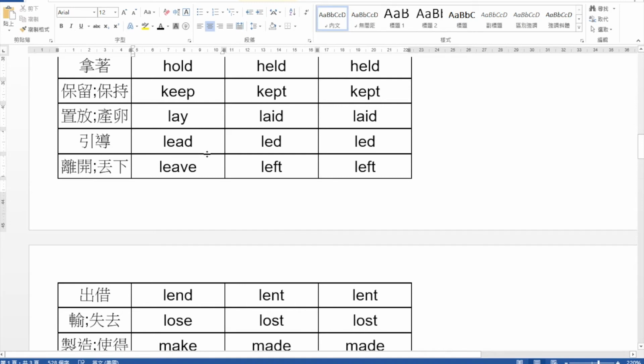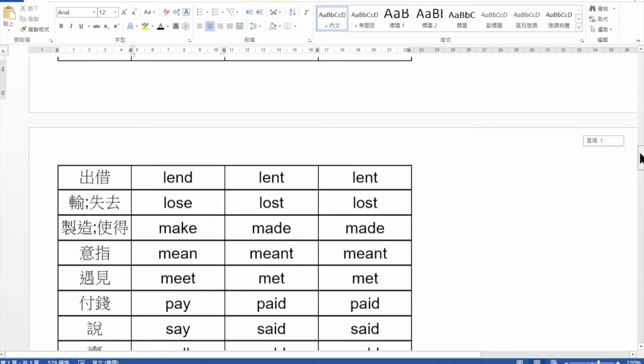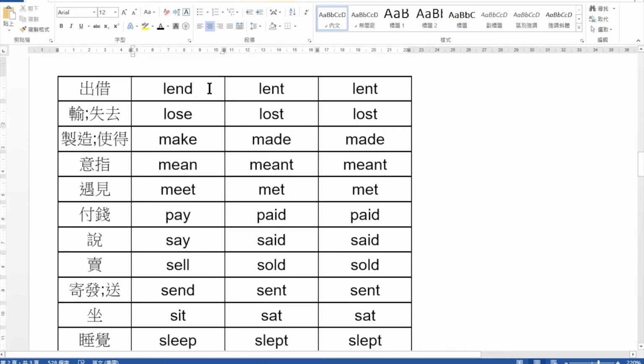Lay, laid, laid. Lead, led, led. Leave, left, left. Lend, lent, lent. Lose, lost, lost. Make, made, made. Mean, meant, meant. Meet, met, met.